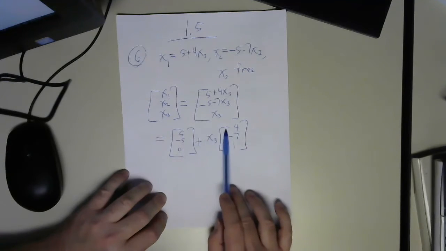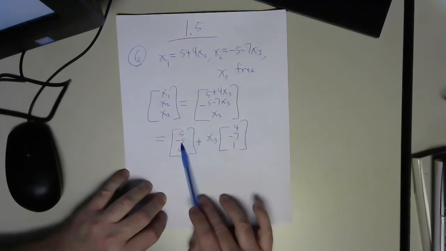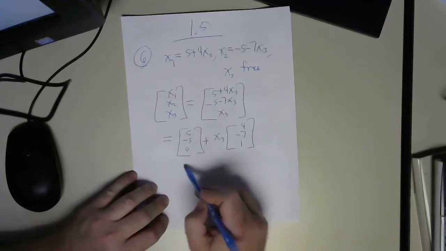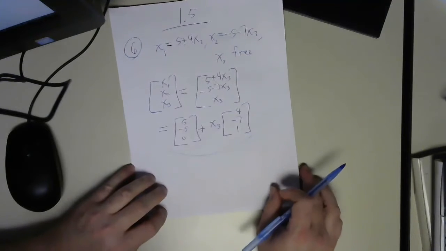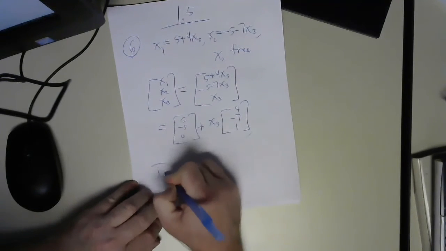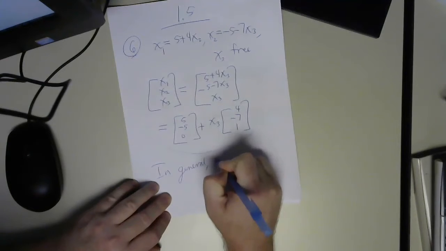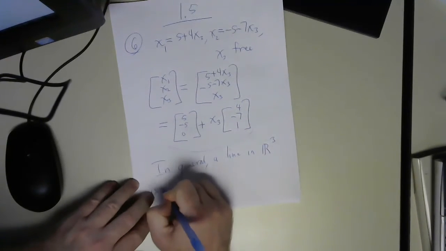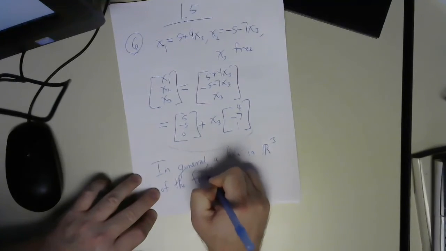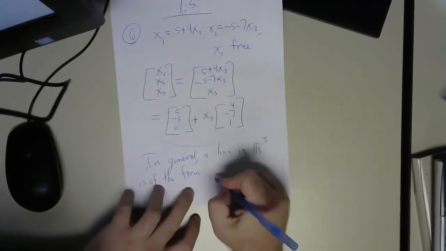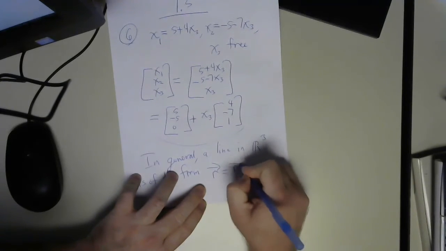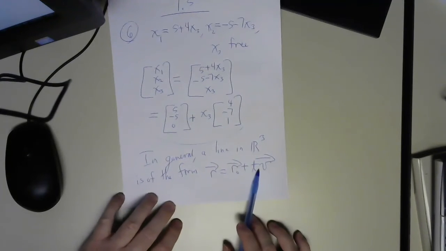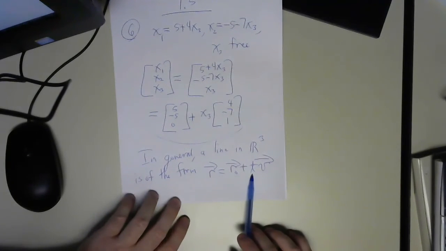Because you get 5 plus 4x3, yeah. Negative 5 minus 7x3, yep. And 0 plus x3, so that's the same thing. But this is actually a line in R3, and I'll show you why. And sometimes this is something you learn in Calc 2 or Calc 3. Now these are vectors, and this is a vector equation for a line.